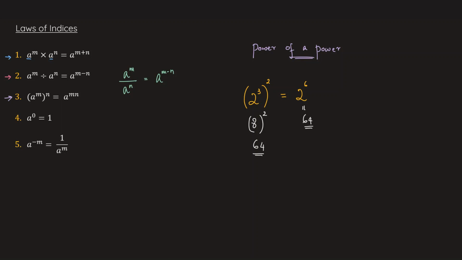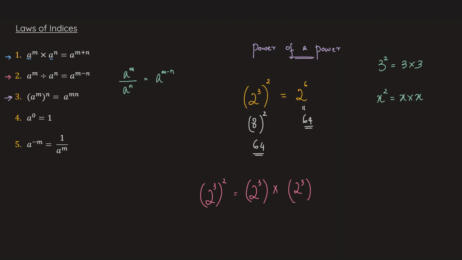But what is the logical reasoning behind it? Well, when you're saying 2 to the power 3 squared, or 2 to the power 3 to the power 2, this is the same as saying 2 to the power 3 times 2 to the power 3, isn't it? Because if you say x squared, that means x times x. When you say 3 squared, that means 3 times 3. And likewise, when you say 2 to the power 3 squared, that should be the same as 2 to the power 3 times 2 to the power 3.